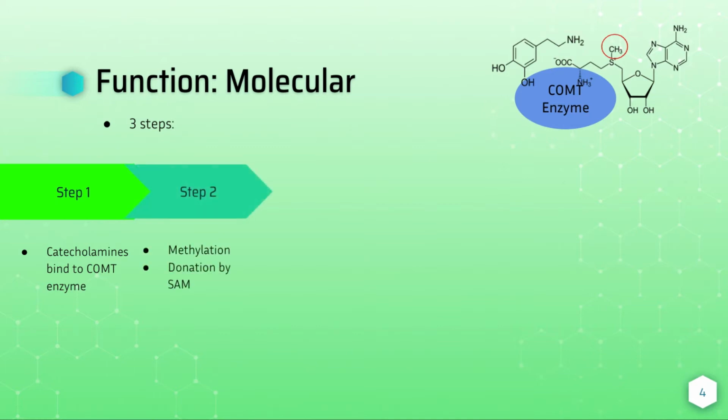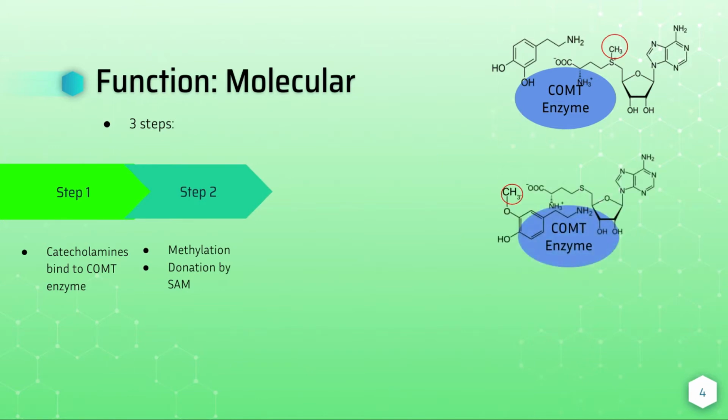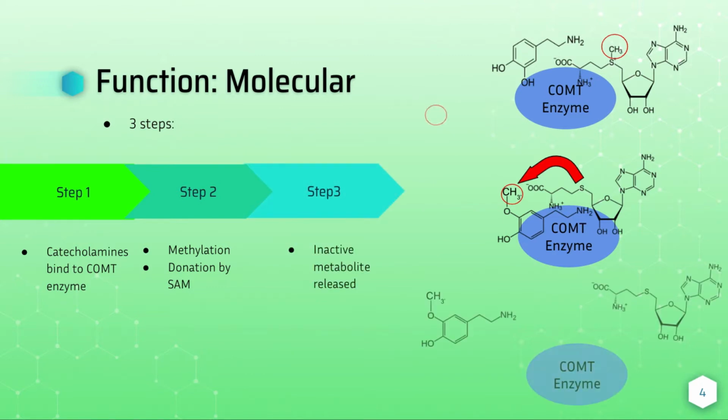The second step is where the methylation of the catecholamine actually happens. So methylation is basically the process where a CH3 group is attached to a molecule. In this case, the molecule is dopamine. In this reaction, the methyl group donor is a molecule called S-adenosylmethionine, or SAM. This is a common methyl group donor molecule in a lot of biological reactions. Finally, in step 3, the inactive metabolite as well as the other products of the reaction are released.